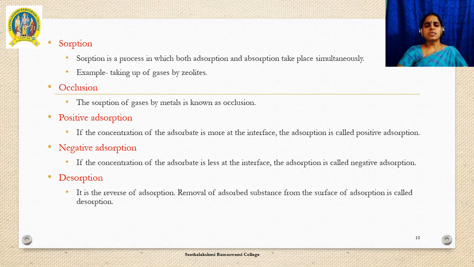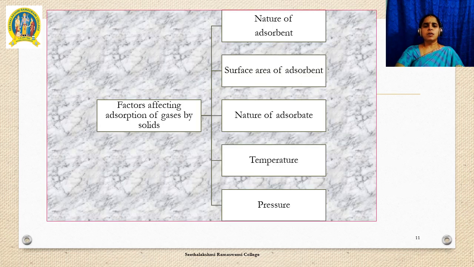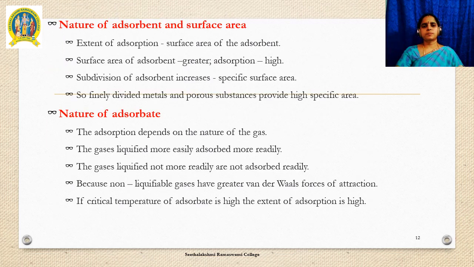Desorption. It is the reverse of adsorption, that is, removal of adsorbed substances from the surface of the adsorbent is called desorption. There are so many factors that are responsible for the variation of adsorption of gases by solid. They are nature of adsorbent, surface area of adsorbent, nature of adsorbate, temperature of the system, and pressure of the system. Let me see one by one.